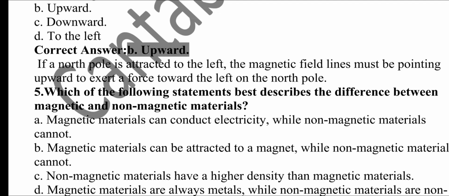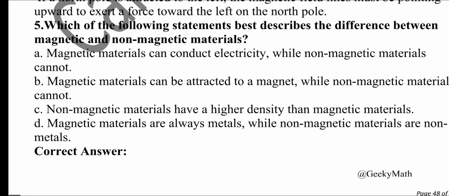Question number 5. Which of the following statements best describes the difference between magnetic and non-magnetic materials? Option A. Magnetic materials can conduct electricity while non-magnetic materials cannot. Option B. Magnetic materials can be attracted to a magnet while non-magnetic materials cannot. Option C. Non-magnetic materials have a higher density than magnetic materials. Option D. Magnetic materials are always metals while non-magnetic materials are non-metals.